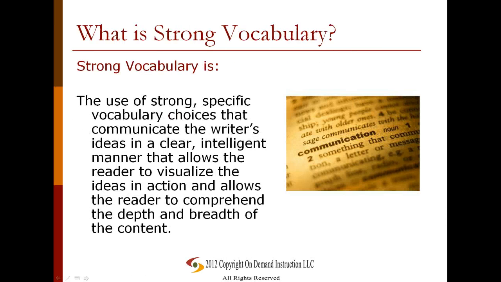So, strong vocabulary, this is where a writer is using strong words, very specific words that are specific to the topic that's being covered. The writer is coming across as being clear and intelligent and is helping the reader to visualize the ideas that the writer is trying to communicate. The writer also comes across as having a broad variety of information about this particular topic that demonstrates both depth and breadth of understanding.